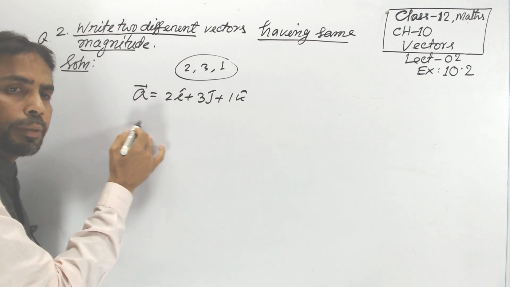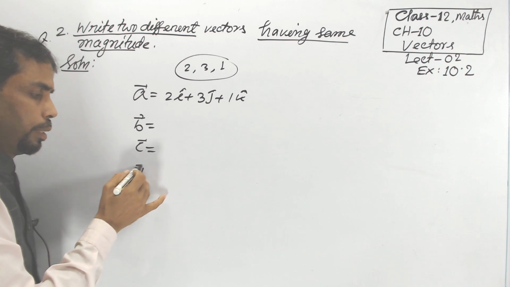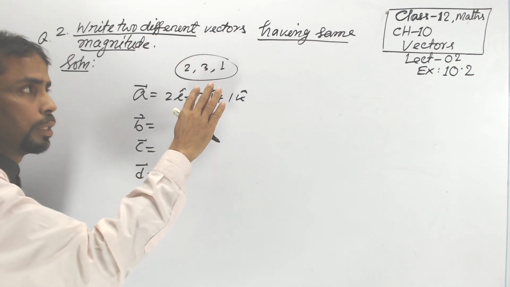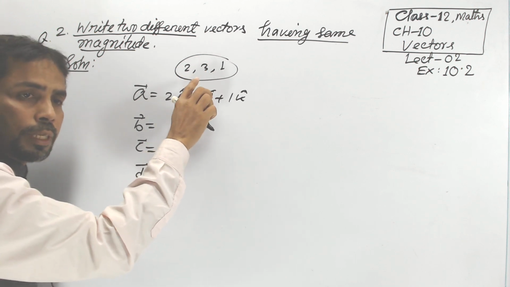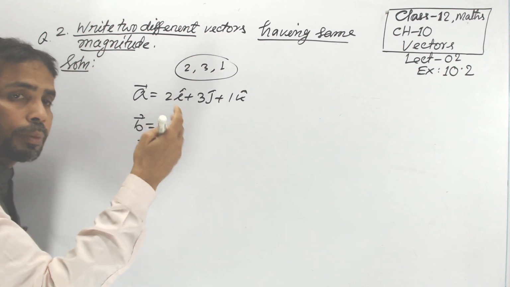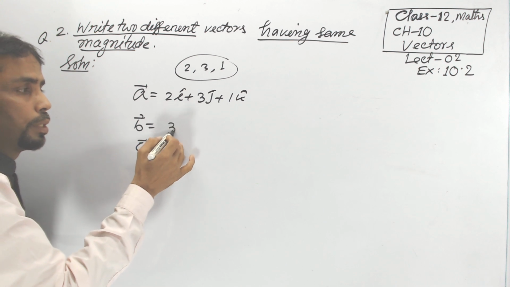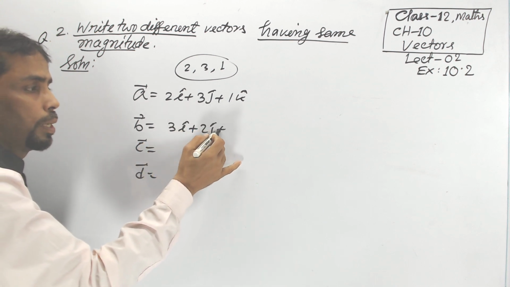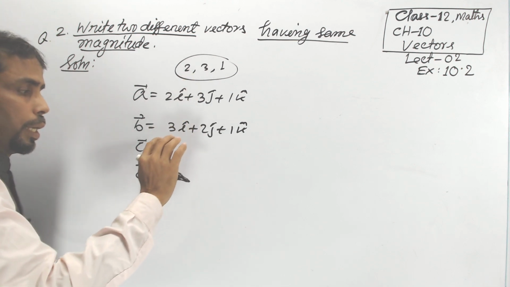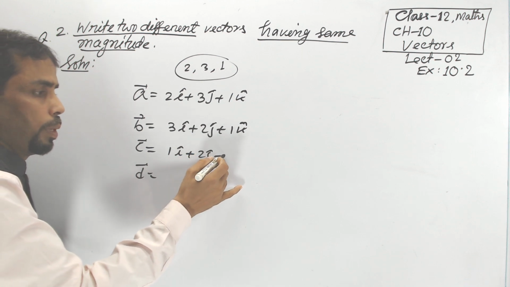Now I can write many vectors, say another vector B, another vector C, say vector D, with these numbers as the coefficients of i, j, k, changing in a different order. I'll change the order, but I have to keep the numbers the same, and all the vectors will have the same magnitude. So I'll change the order for B, say 3i plus 2j plus 1k. These two vectors, if I find the magnitude, will be exactly the same. And I can write vector C, changing the order again, I'll bring 1i, then say 2j plus 3k.